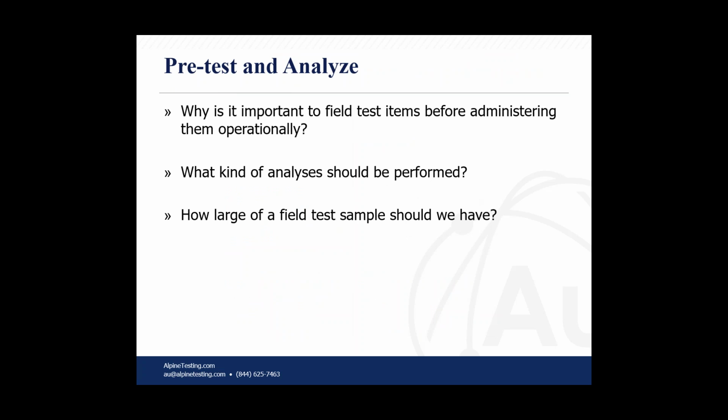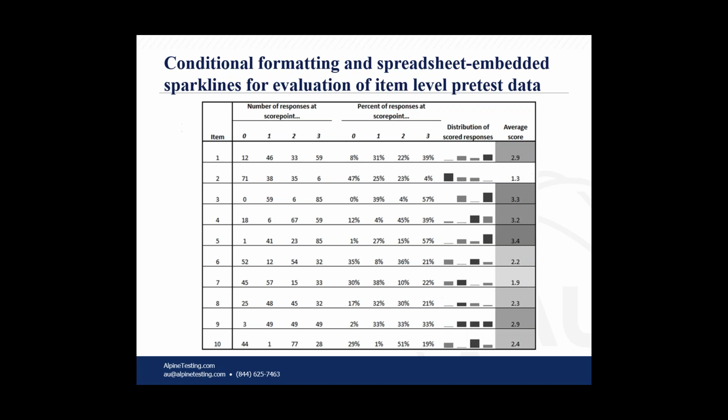We'd like to try out our items first before we give them operationally, if it's possible, to make sure they're functioning properly. And during this stage, we have to decide, well, what sort of analyses should we perform? How big should our sample size be? Then we need to review that data that comes back. So again, this is a case where we need detailed information. We need to look item by item.